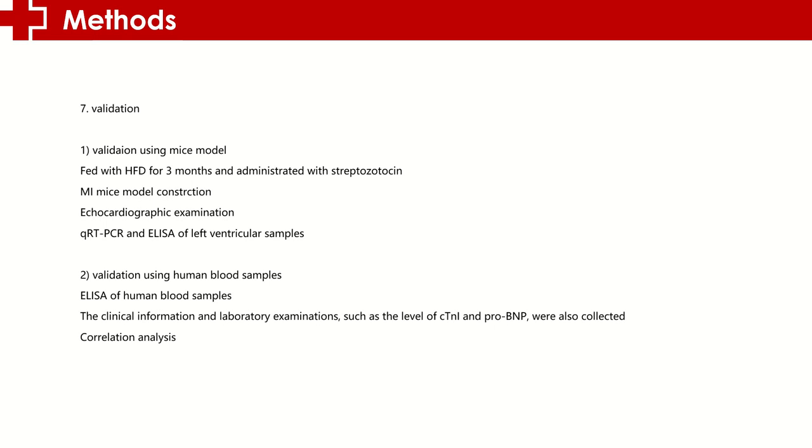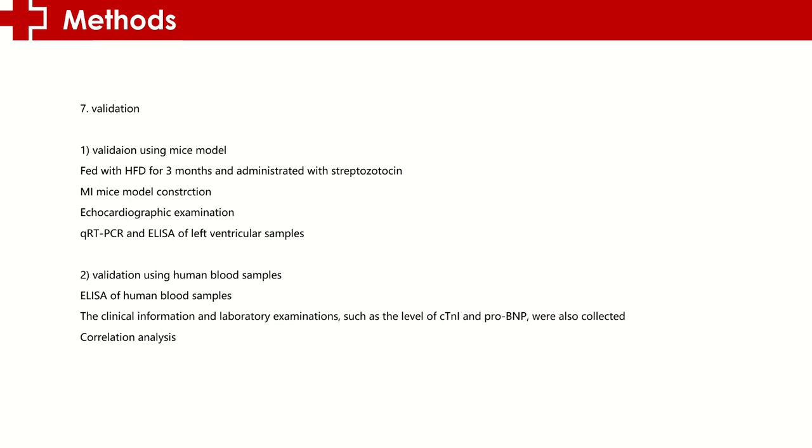We validate using 2 ways. First, using a mouse model. Second, using human blood samples. For the mouse model, mice were fed a high-fat diet for 3 months and administered STZ, and the diabetic mouse model was constructed. Then these mice were used to construct the myocardial infarction model, and echocardiographic examination was also done. qPCR and ELISA of the left ventricle samples were done too, and correlation analysis was also done.